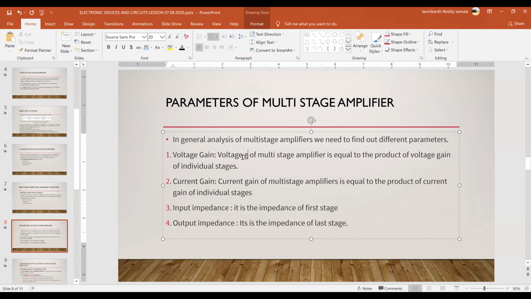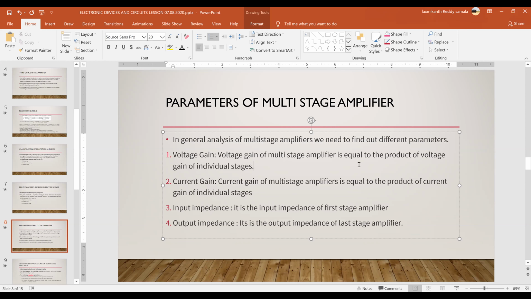Output impedance of last stage amplifier. Impedance, input impedance of the first stage amplifier, and the output impedance is the output impedance of the last stage amplifier.